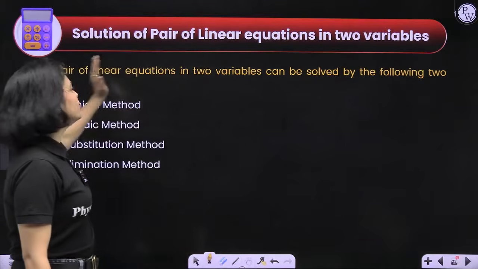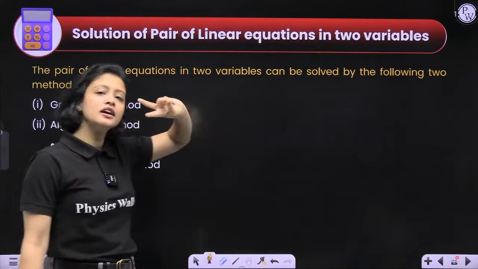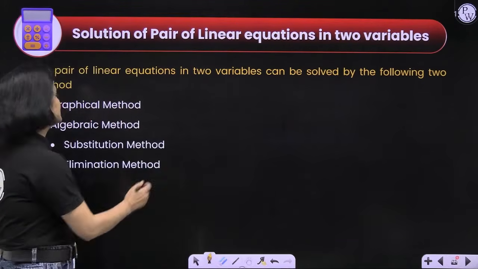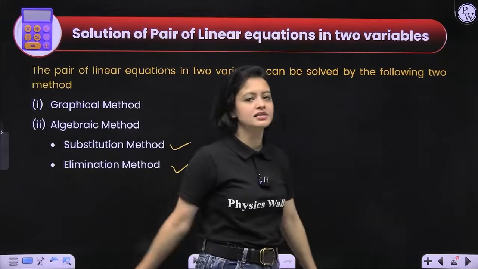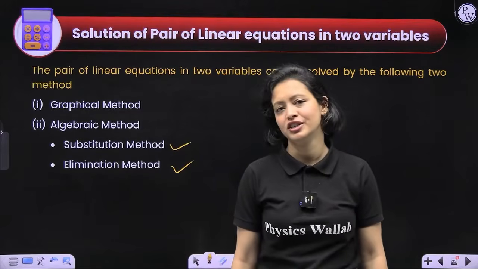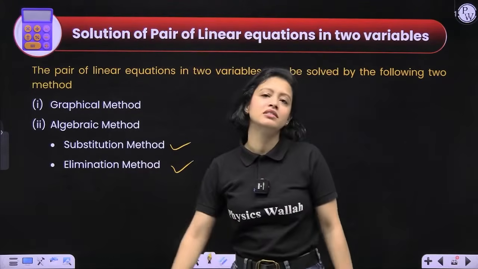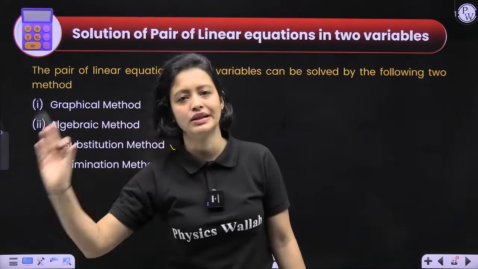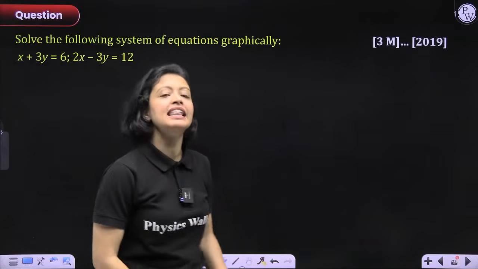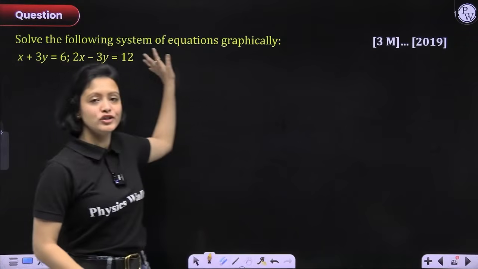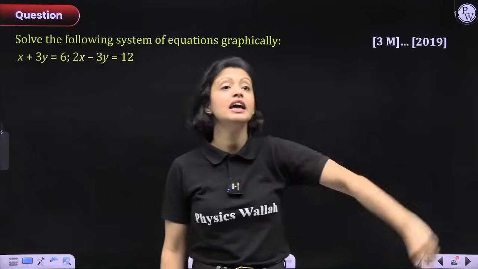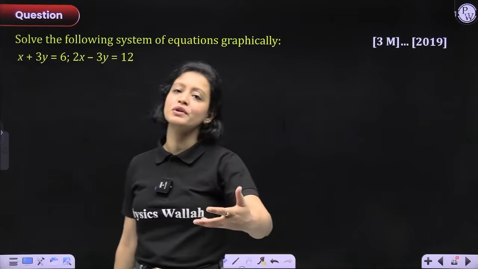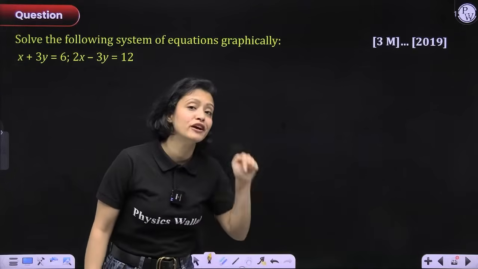Chalo. So yes, a pair of linear equations in two variables can be solved in two ways. You have the graphical method, guys, and you have the algebraic method. Now, under algebraic method, we will see two methods, that are substitution and elimination. Okay? We are going to see all the methods using direct questions, because that's the best way to learn. Okay? So with that, let's start by finding the solution of the given pair of linear equations graphically. This was a question asked in 2019 for 3 marks. And yes, a question from graph did come in 2025 board exams also.